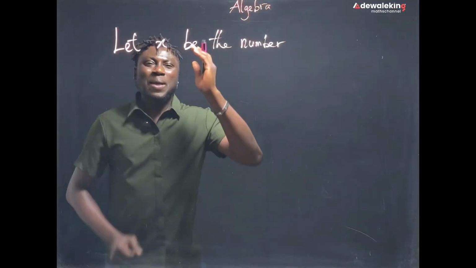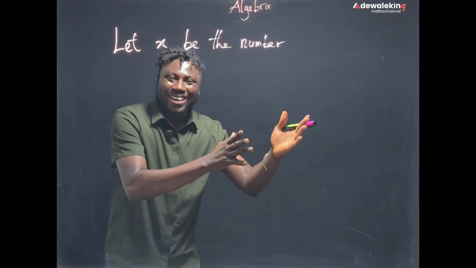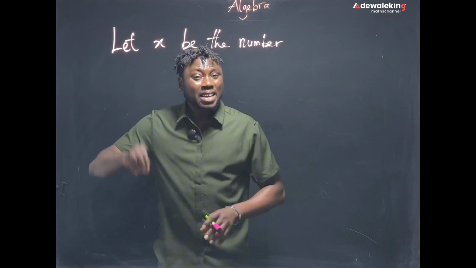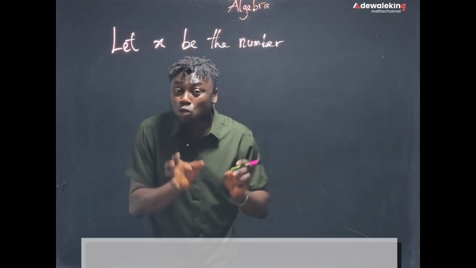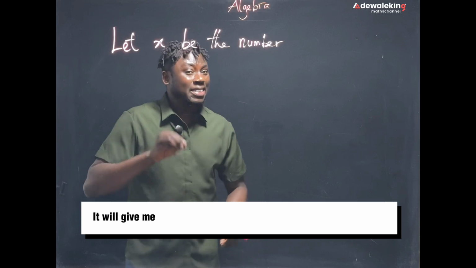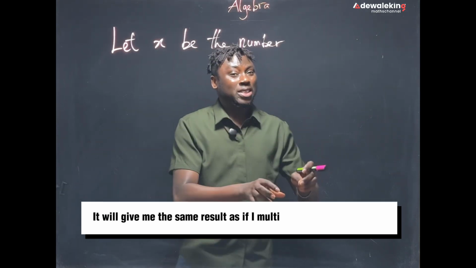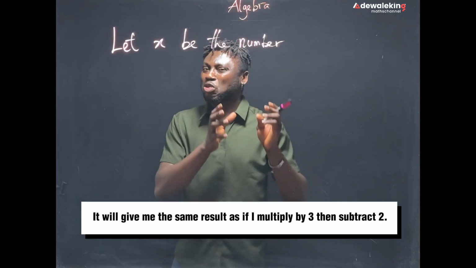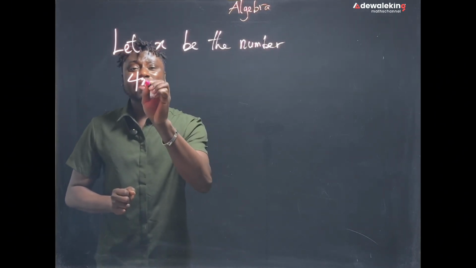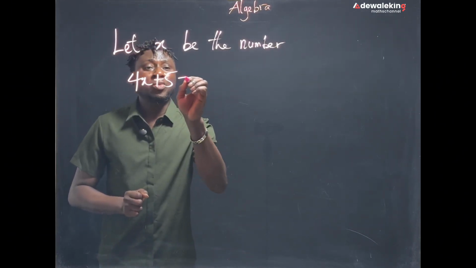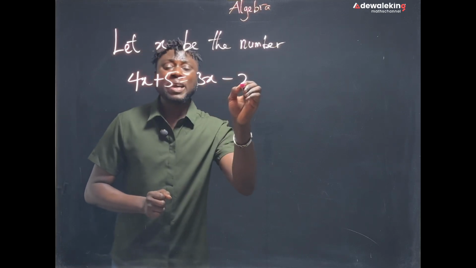Let x be the number. According to the riddle, if I multiply by 4 and then add 5, it will give me the same result as if I multiply by 3 and subtract 2. So that gives the equation 4x + 5 = 3x - 2.